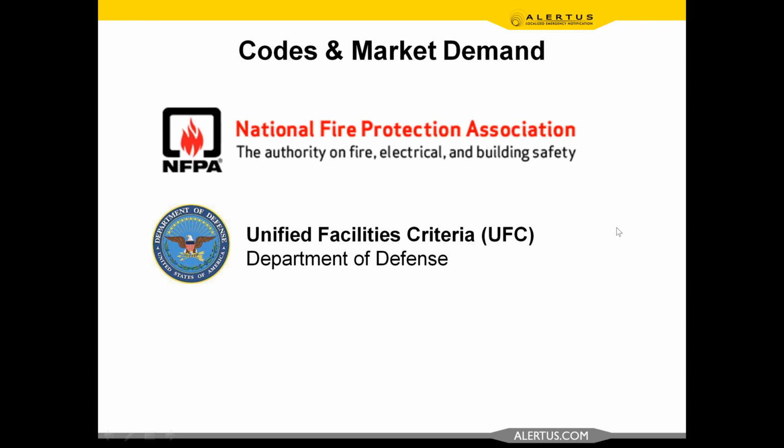The codes and market demand for mass notification. There's two code bodies. One is NFPA. The other is Unified Facilities Criteria. If you're part of the DoD, military, federal government, UFC applies. For the rest of us, generally, with some exceptions where like California has the Fire Marshal Code, NFPA is a major guidance for codes. And back in 2010, NFPA, instead of just addressing fire, added mass notifications, continue to advance and enhance the mass notification options you have based upon the code.